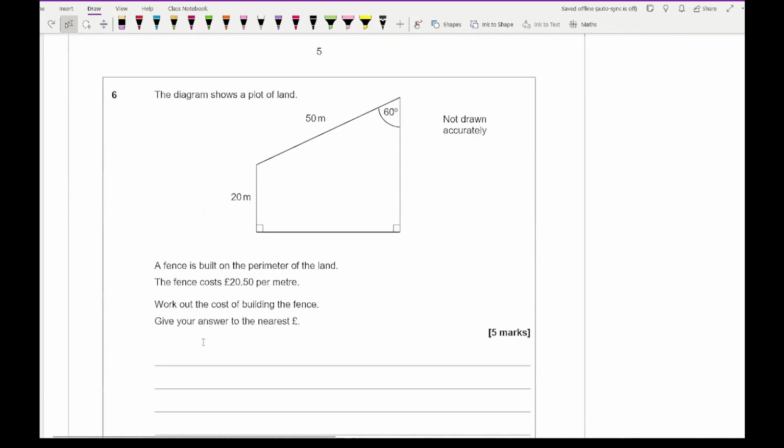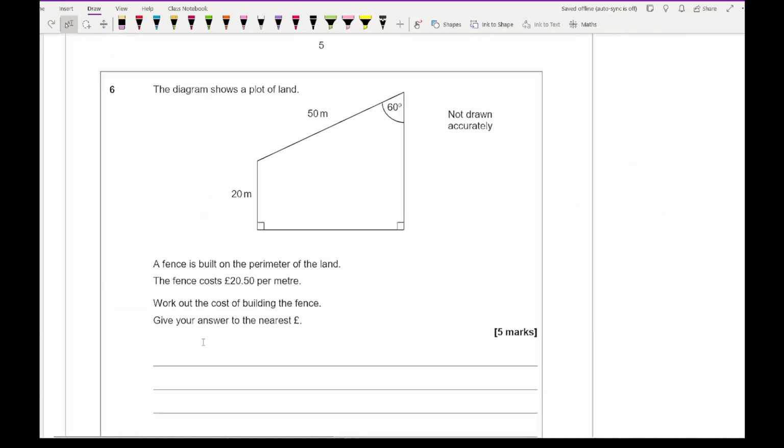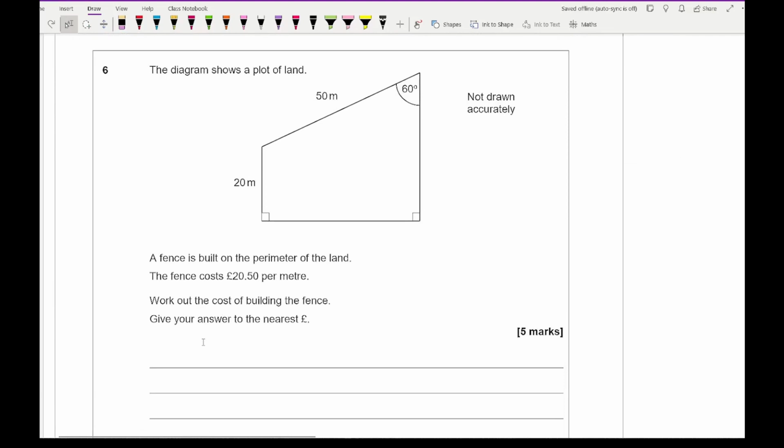Moving on to question 6. It says the diagram shows a plot of land, and a fence is built on the perimeter of the land. The fence costs £20.50 per metre. Work out the cost of building the fence. Give your answer to the nearest pound.